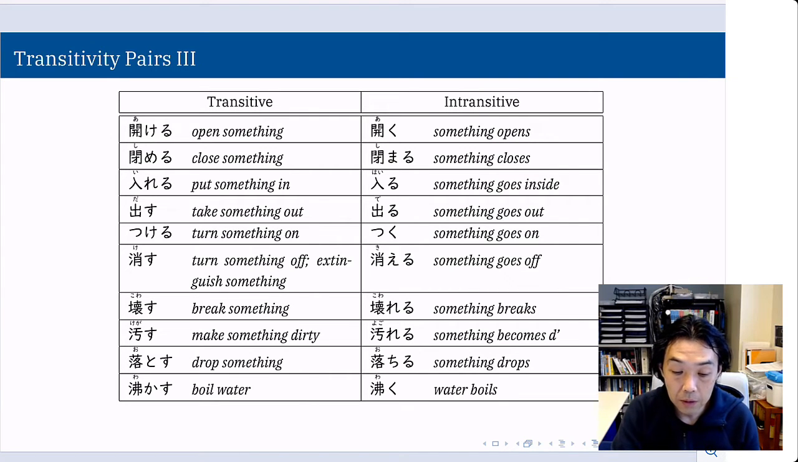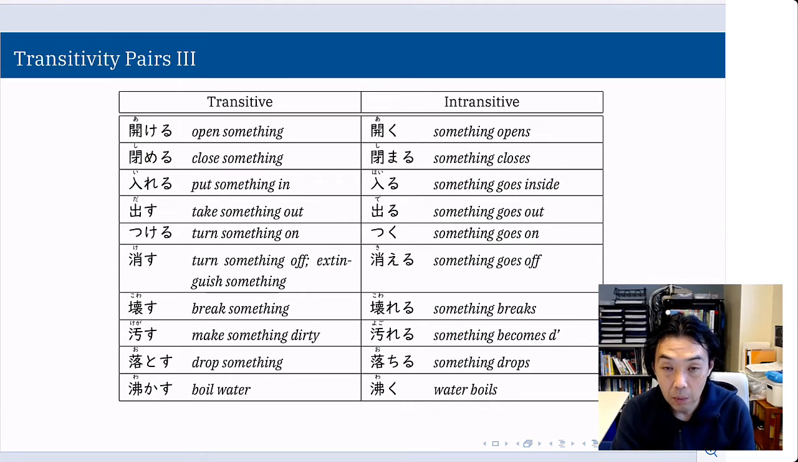Okay. So this is the list of the transitive verbs in Japanese. One is akeru, we just talked about it, this is transitive. Aku is intransitive. Shimeru, shimaru, ireru, hairu, dasu, deru, tsukeru, tsuku, kesu, kieru, kowasu, kowareru, kegasu, yogoreru, I think this is yogosu, otosu, ochiru, wakasu, waku.